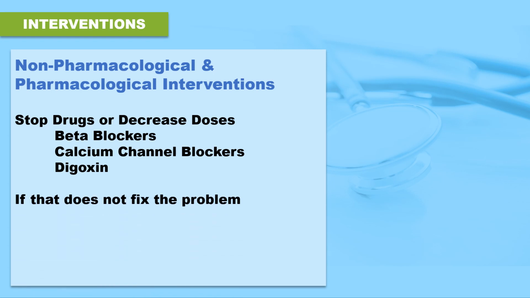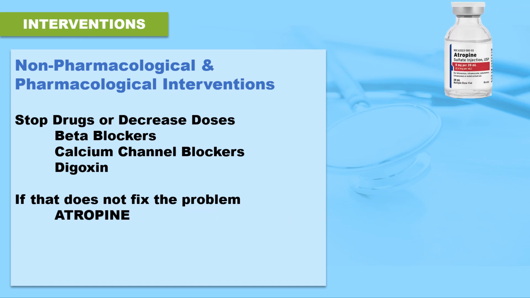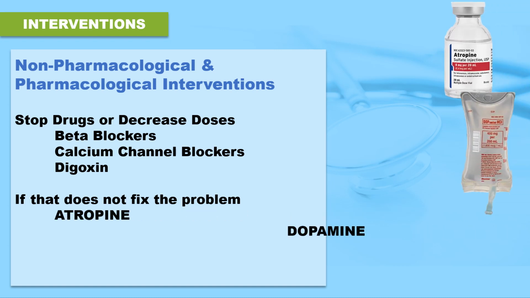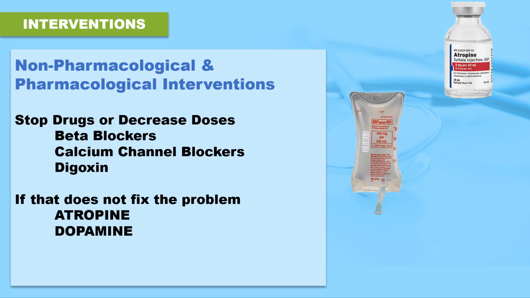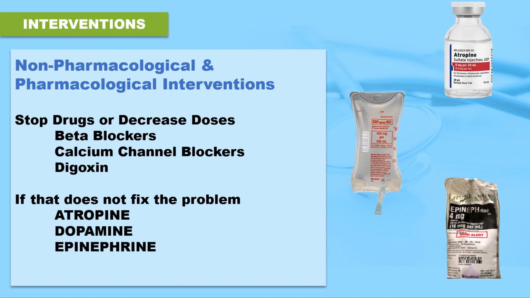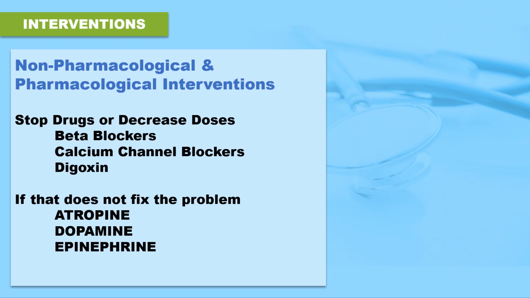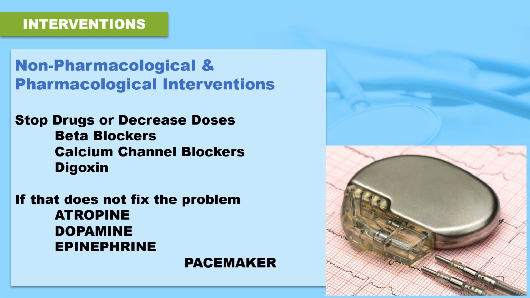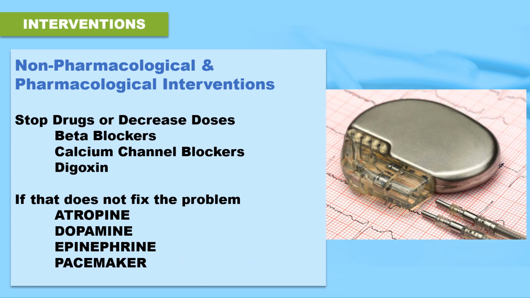Now, if that doesn't fix the heart rate, then we need to stimulate that AV node. We can do that by giving atropine 0.5 milligrams IV to increase the heart rate, dopamine to increase the blood pressure, then epinephrine to increase the heart rate and blood pressure by vasoconstricting or squeezing down those blood vessels, which increases cardiac output and provides that necessary oxygen to the heart and brain. Now, if that doesn't work, we're going to have to replace that AV node with a pacemaker. A pacemaker will maintain that electrical impulse that our body is failing to do.